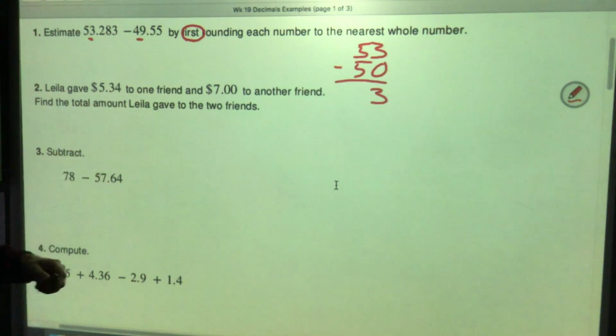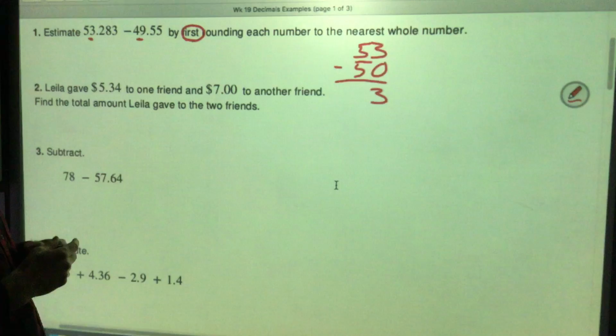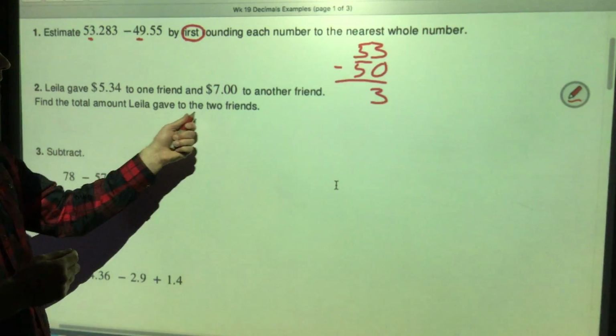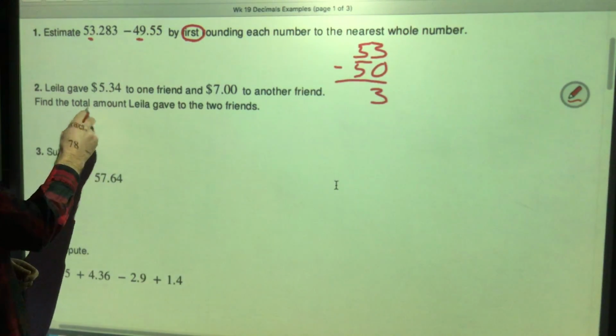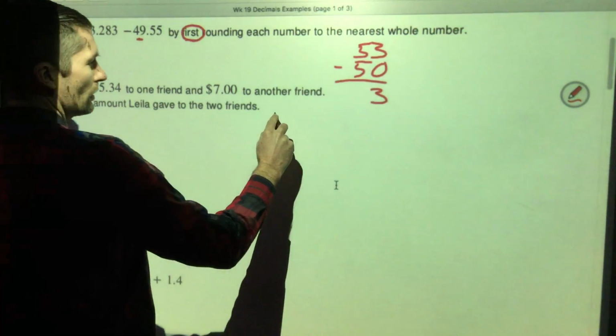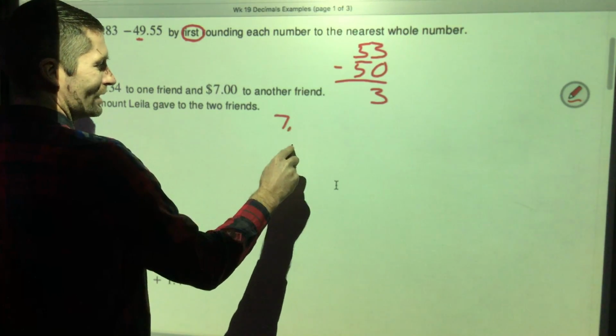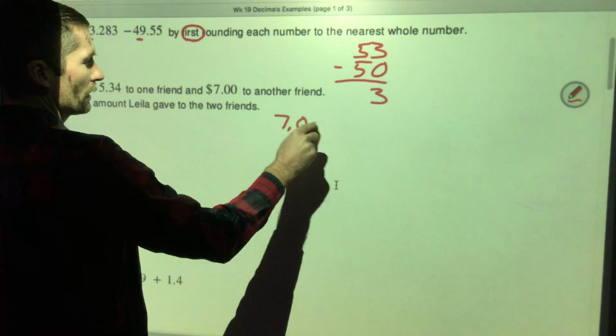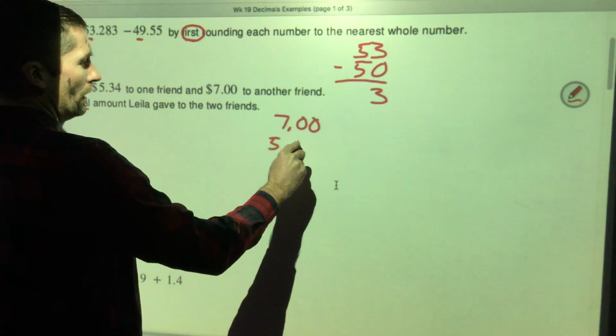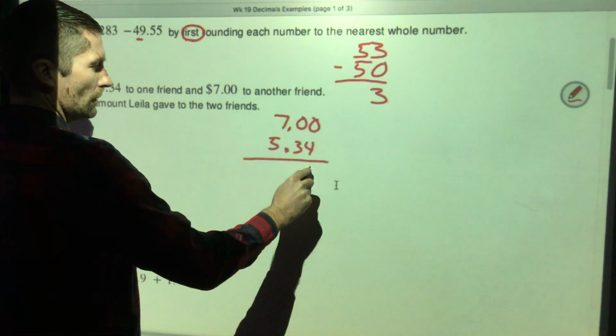Layla gave $5.34 to one friend and $7 to another friend. Find the total amount she gave to the two friends. The total amount to both. So we're going to add those two numbers. Anytime we add with decimals, we line up the decimals vertically. I could put either number on top, it doesn't really matter.